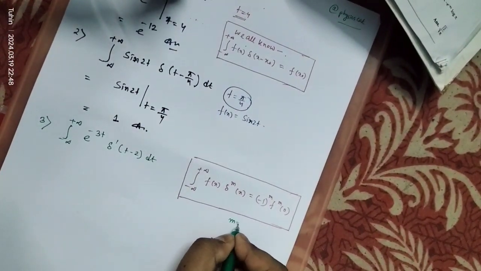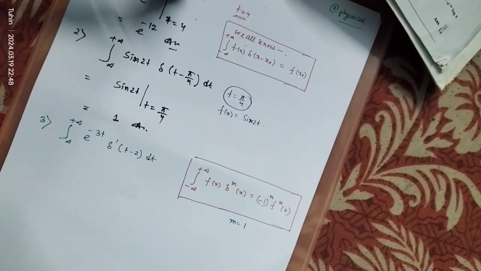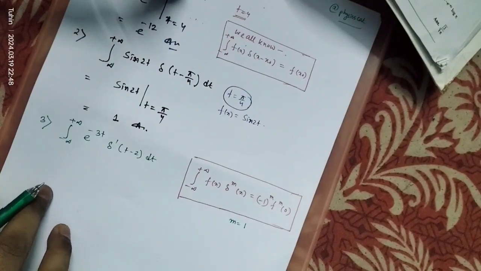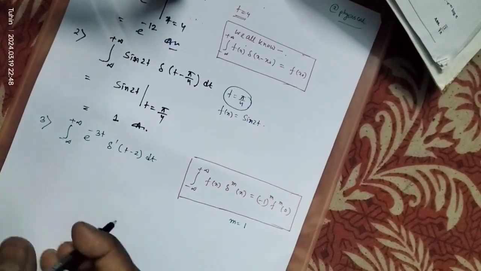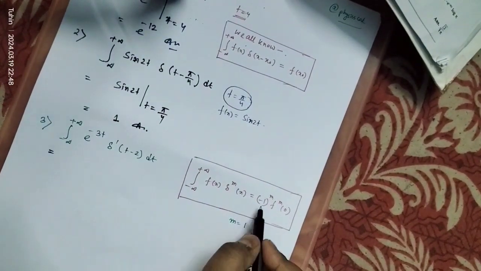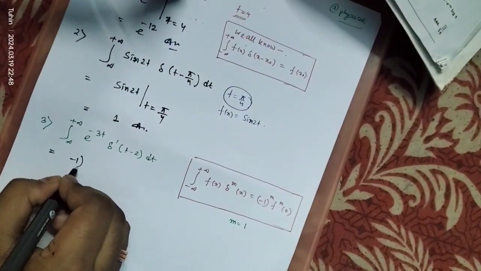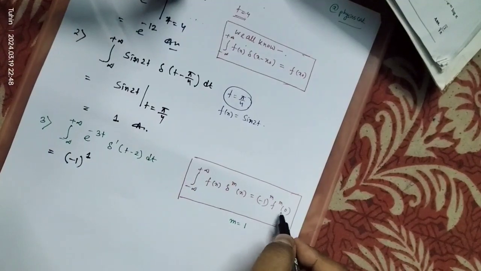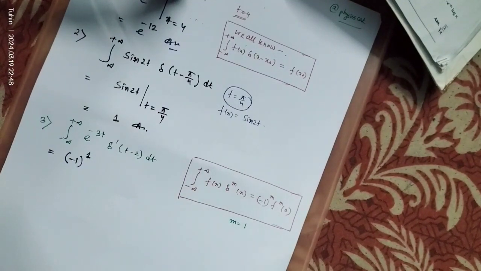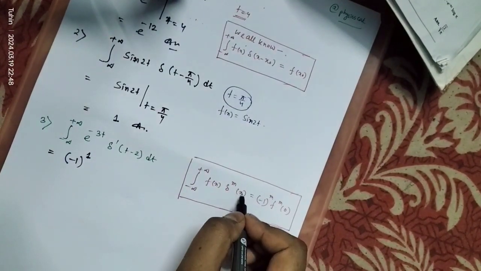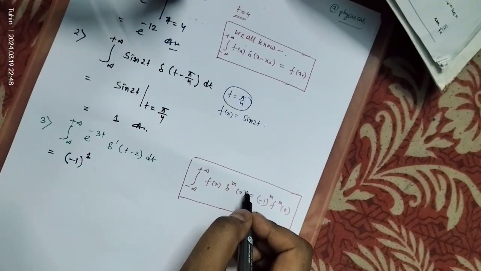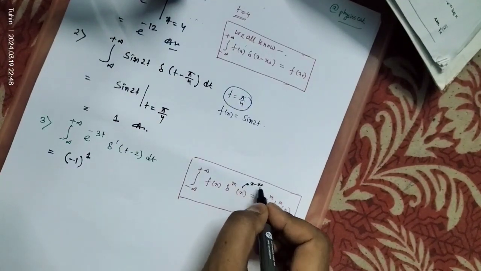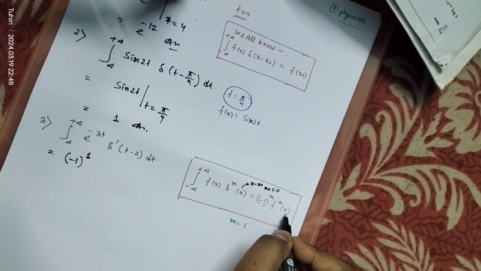Okay, so here m equal to 1, clear? Okay, and we can write, later I will write. At first let me solve. So here minus 1 whole to the power m means 1, clear? Then f of 0. Why f of 0? Because here x minus x0, and x0 equal to 0, that's why f of 0. I hope you all understand.